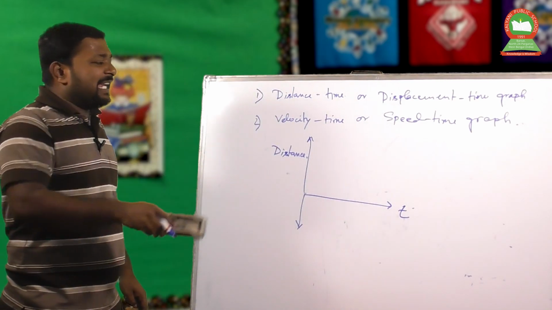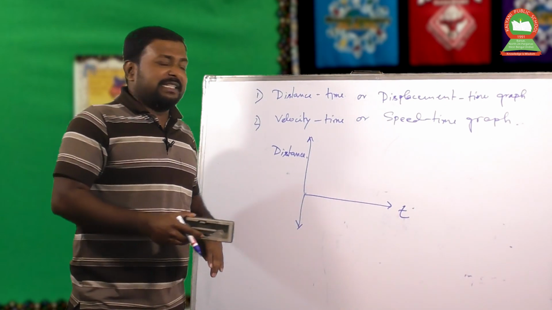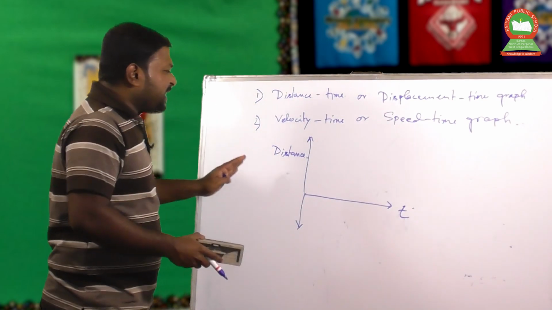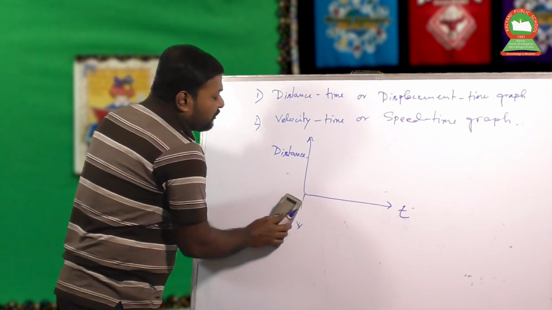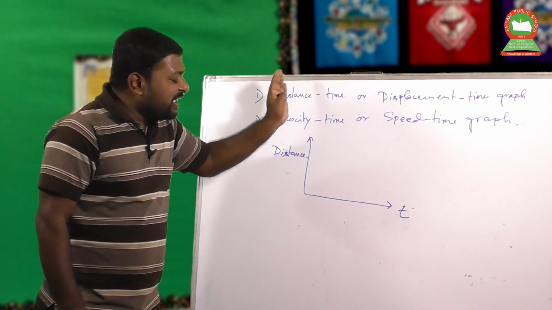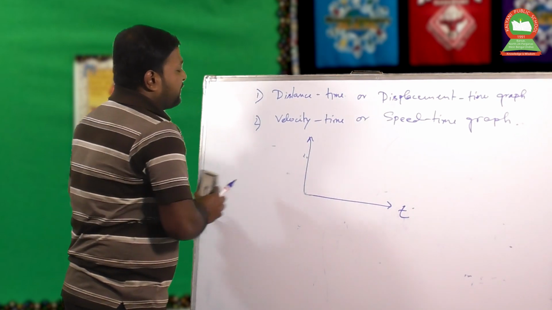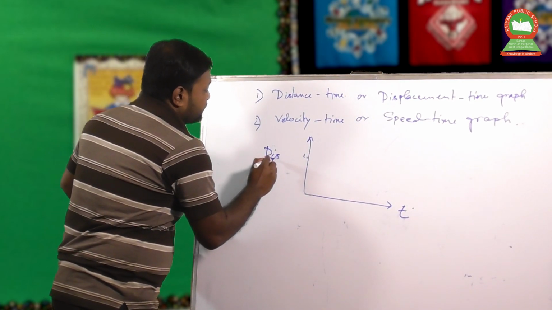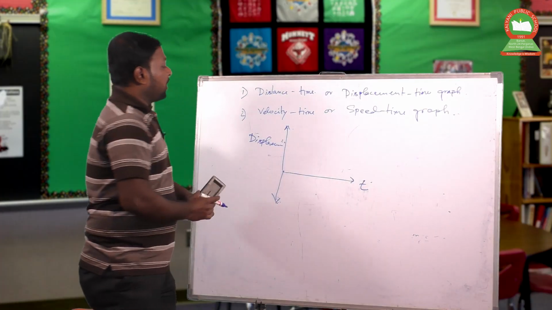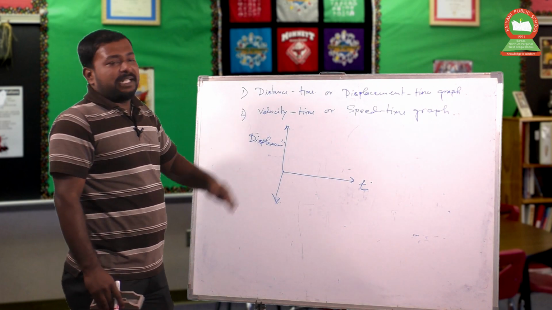But if a displacement-time graph is plotted, displacement is a direction-dependent quantity. That means displacement can be either positive or negative. For the distance-time graph, we require only the positive y-axis and positive x-axis. But for the displacement-time graph, we have to draw positive as well as negative axes because it is direction dependent.